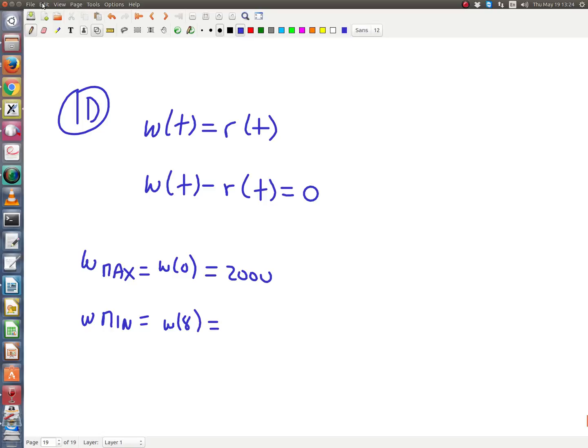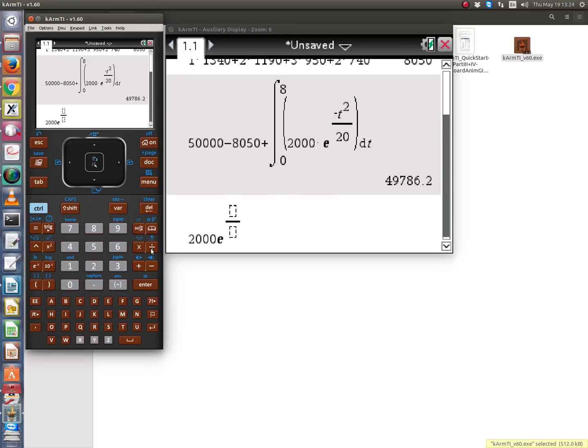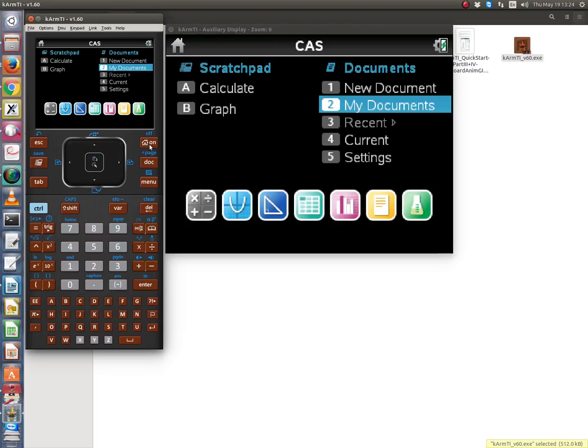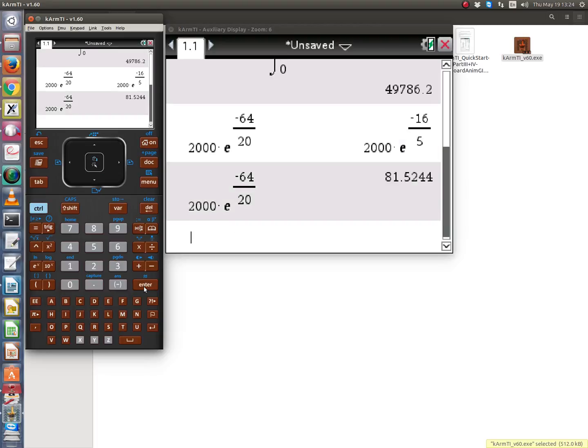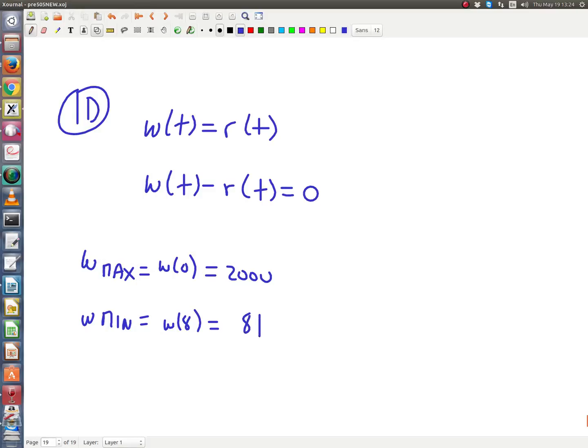What is that? Let's break out the calculator. Okay, calculator. I need 2,000 e to the negative 8 squared over 20, so it's 2,000 e to the negative 64 over 20. Why is this getting stuck again? Give me a decimal. It's 81.524 something. Okay.